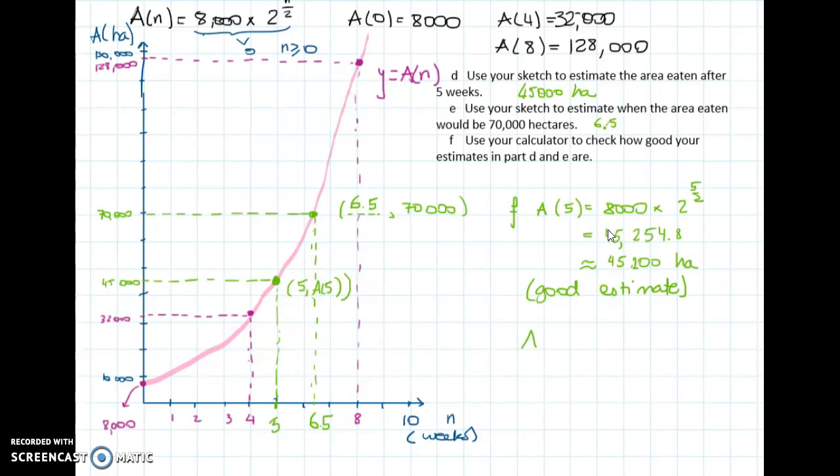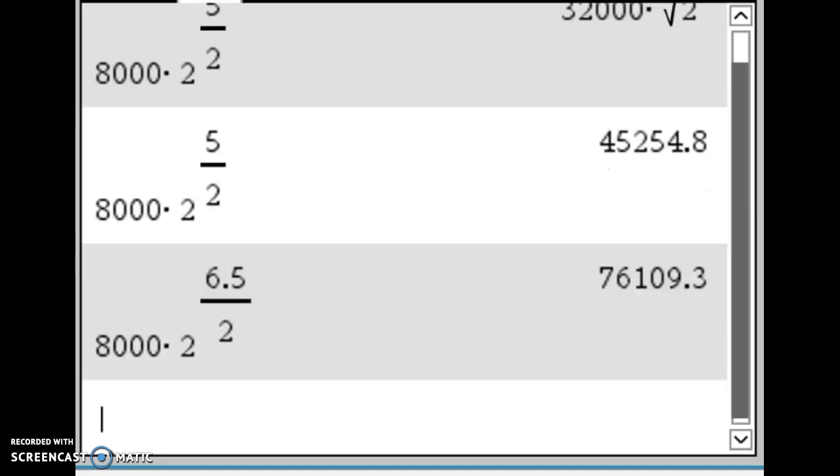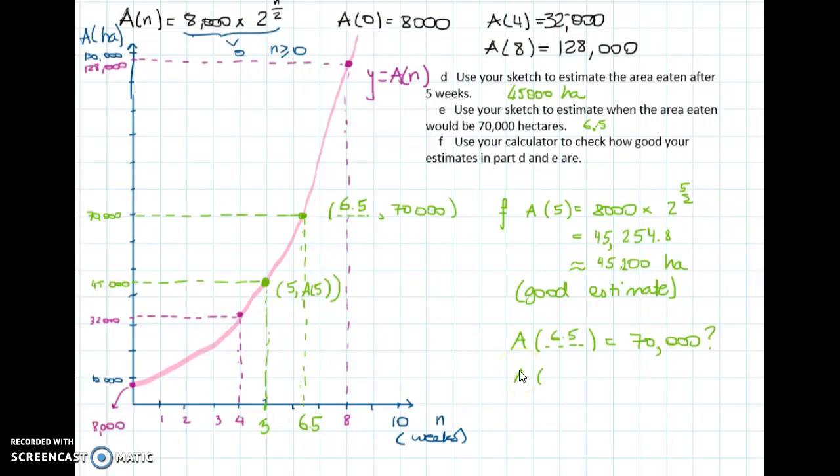Now we want to see what is the number we need to apply to the function to get a result of 70,000 hectares. Also, we're going to start with what the picture is suggesting to us, that the number is 6.5. So let's try with 6.5 and see how far off we are. Sorry, there's a mistake. 8,000 times 2 to the power of 6.5 divided by 2. And this is saying that is 76,000. So let's look back at the picture of the function, the graph that we sketched. So a of 6.5 was approximately 76,100. So this is a bit more than what we want. So that means, because the function is increasing, that we should try to see what is a for a value that is a bit less than 6.5.